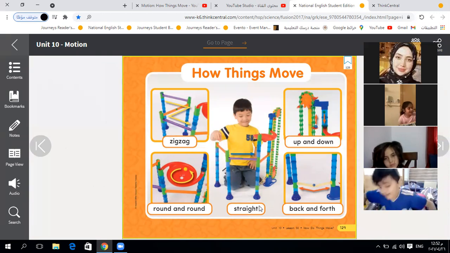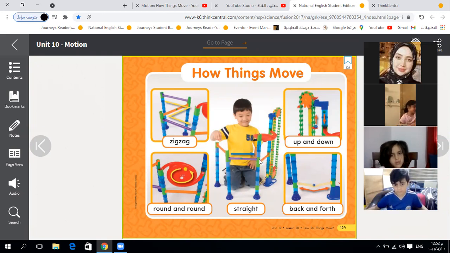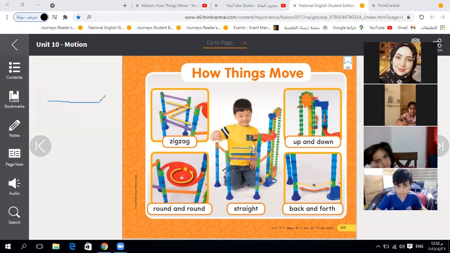The next picture, Amir, can you see how things move? Straight, in a straight line here. Can you see the blue line here? Just like this, things can move in a straight line. This is a straight line, okay? This is a straight motion, okay? This is what, Yamir? Straight line. Bravo.